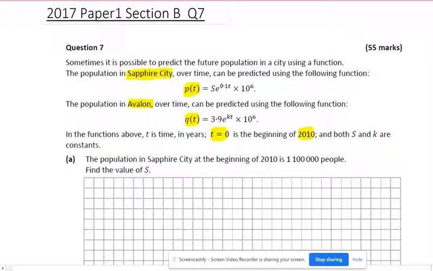Now, one more point before we start. There are constants s and k in both equations. So what that means is once you work those out for the first time, they're going to be the same for the rest of the question.